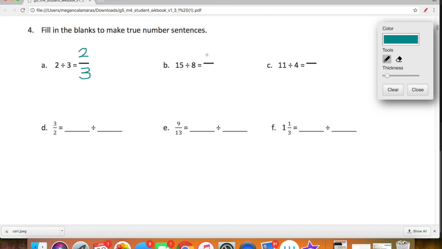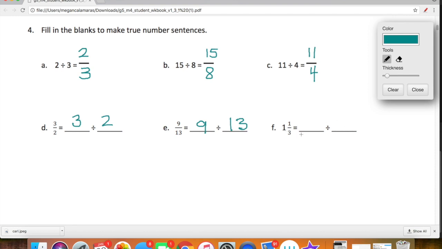Okay, so 15 divided by 8 is equal to, you guessed it, 15/8. Booyah. 11 divided by 4 is equal to 11/4. Let's look at down here. 3/2 is equal to 3 divided by 2. 9/13 is equal to 9 divided by 13. Okay, cool.